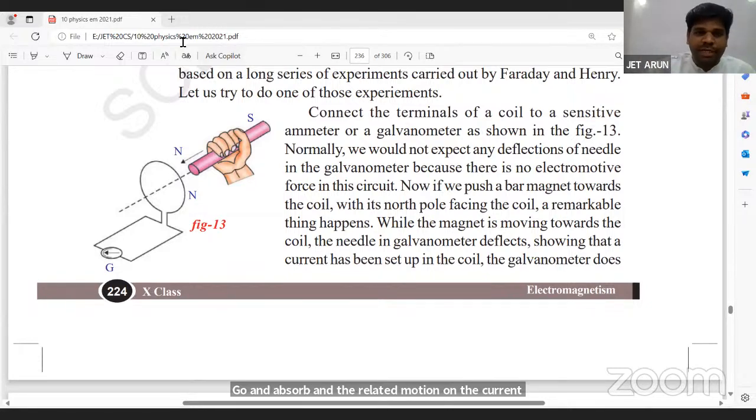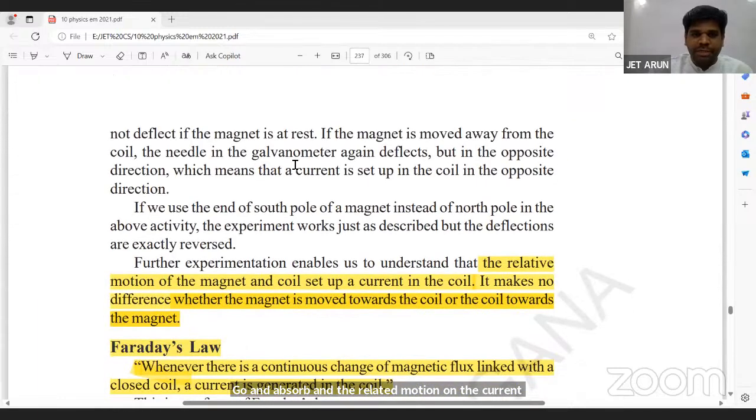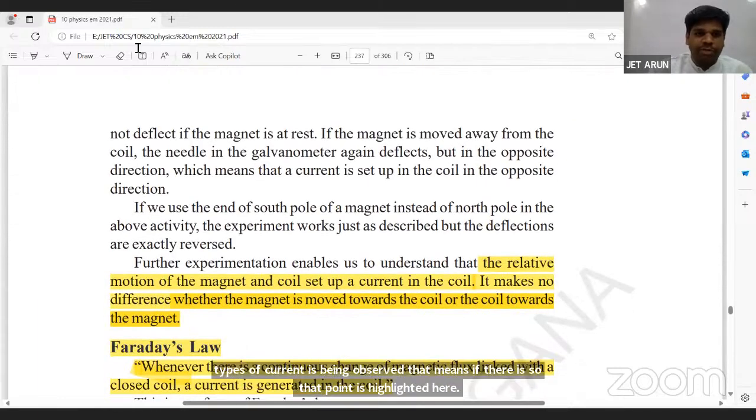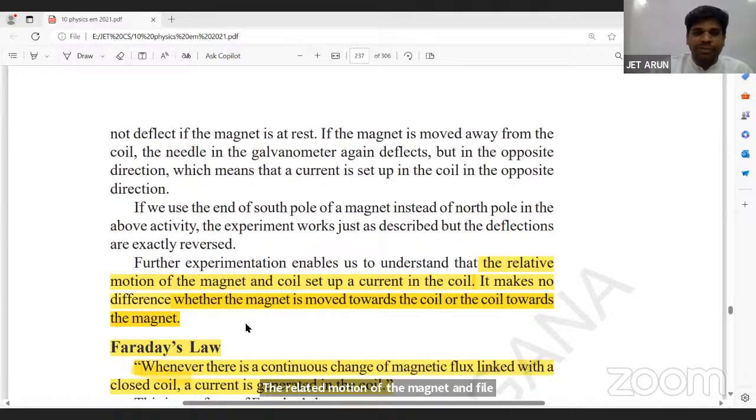So that point is highlighted here: the relative motion of the magnet and coil sets up a current in the coil. It makes no difference whether the magnet is moved towards the coil or the coil is moved towards the magnet. All right, so relative motion is important. If both move together, no current. If only this moves, yes, current. But the moment I stop it, no current. As long as this moves, there is current.